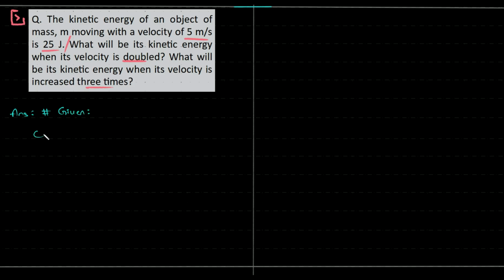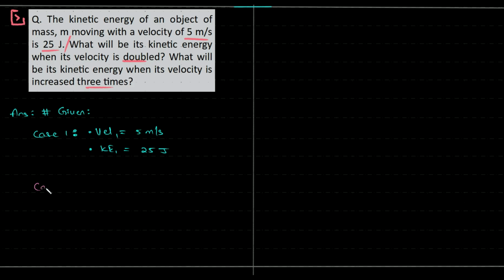3 different cases. We have case 1, right? We have the velocity to be 5 meter per second. Let me write it as velocity, and we have the kinetic energy for case 1, 25 joule. Right, guys? So the question is, when we double the velocity, triple the velocity, what is happening? So it's better for us to handle the situation in different cases.